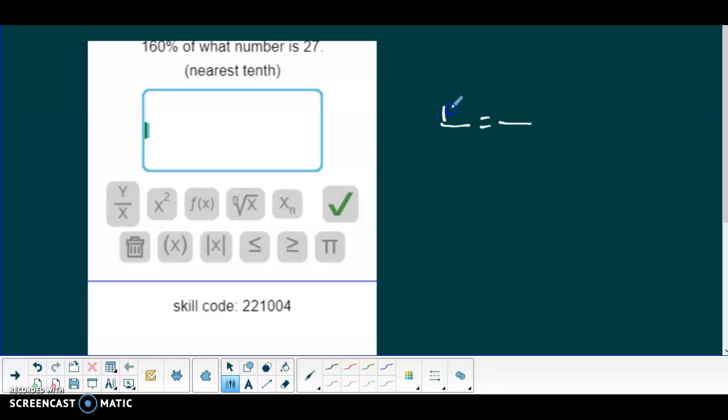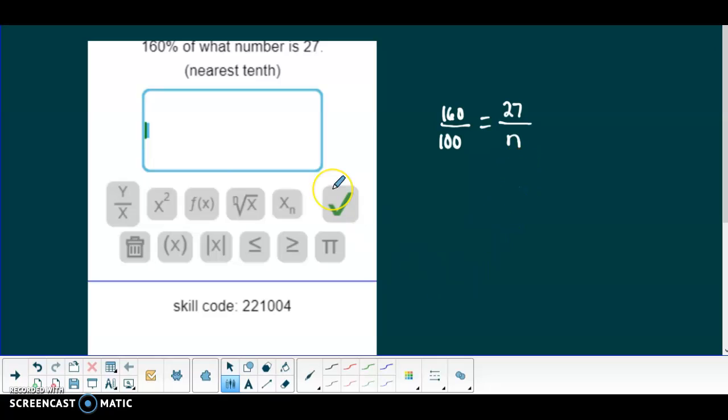160%. I'm going to write that as a fraction. Because 160% is greater than 100%, my percent fraction will be an improper fraction, 160 out of 100, of what number? What number indicates the whole number. So we are looking for the whole, or the total group size. The 27 in this one indicates the numerator part of your fraction.